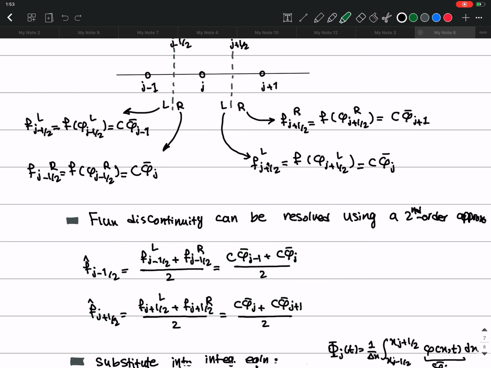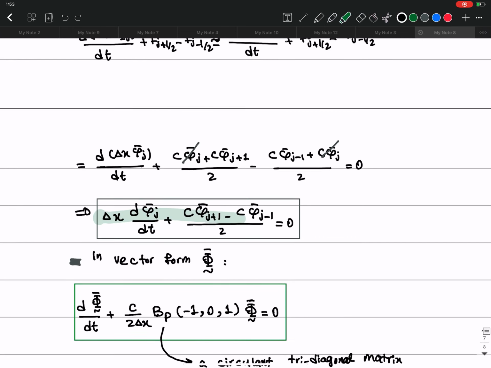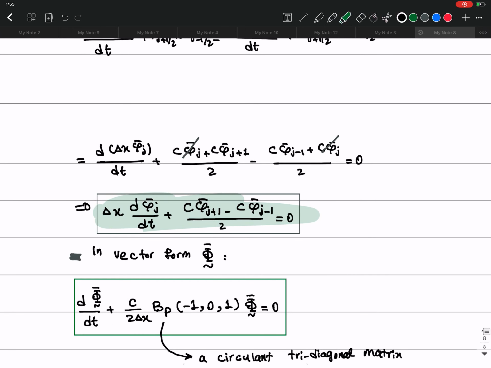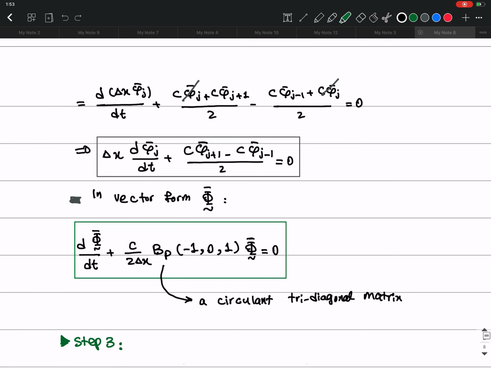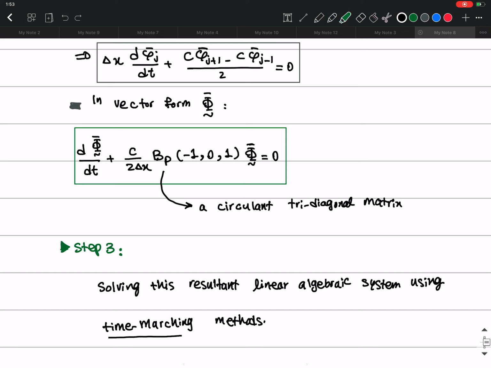And then the fluxes in terms of cell average values, we showed that there is a flux discontinuity, and a second order approximation for that is to use these forms here for the left and right flux. And then we substitute this into the original equation. This was the final equation we obtained. And finally, we wrote it in the vector form. So in the vector form, this is going to be the linear system that we want to solve. And then the next step would be to solve this using the time marching methods that we discussed in the previous lectures. Okay, thank you very much, everyone.